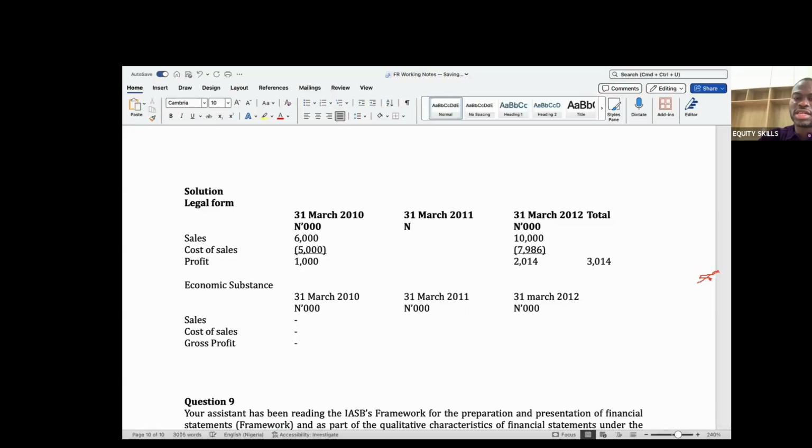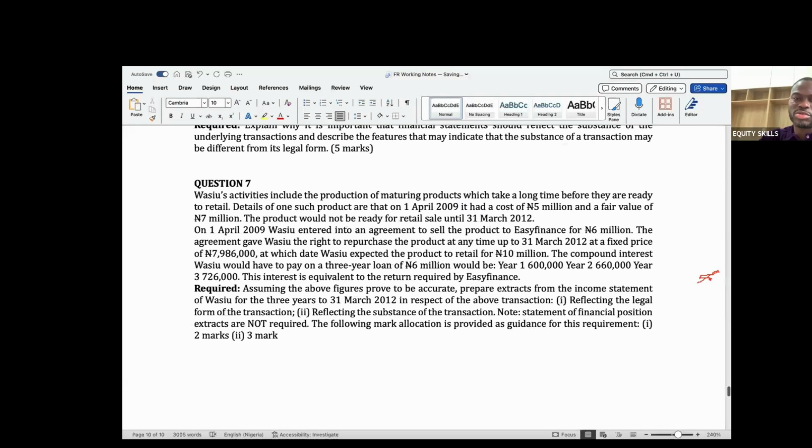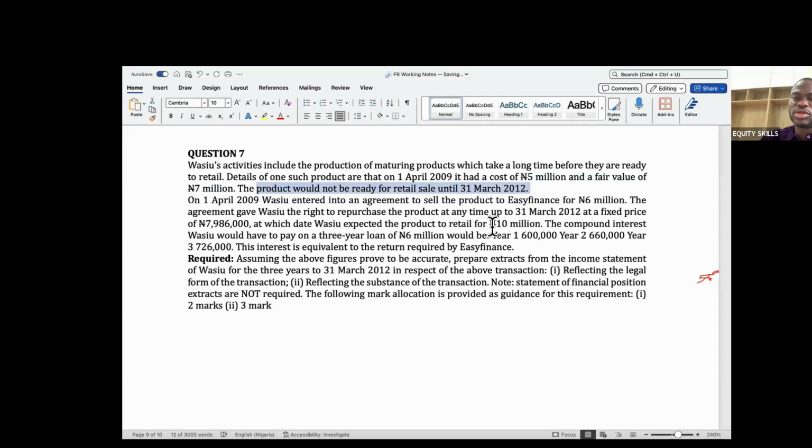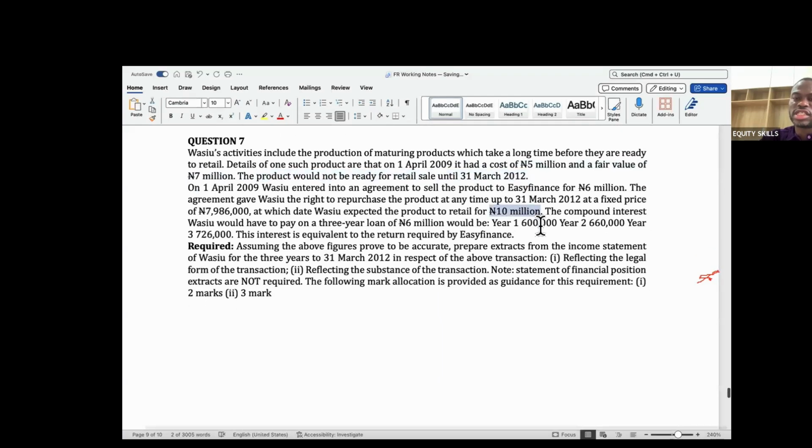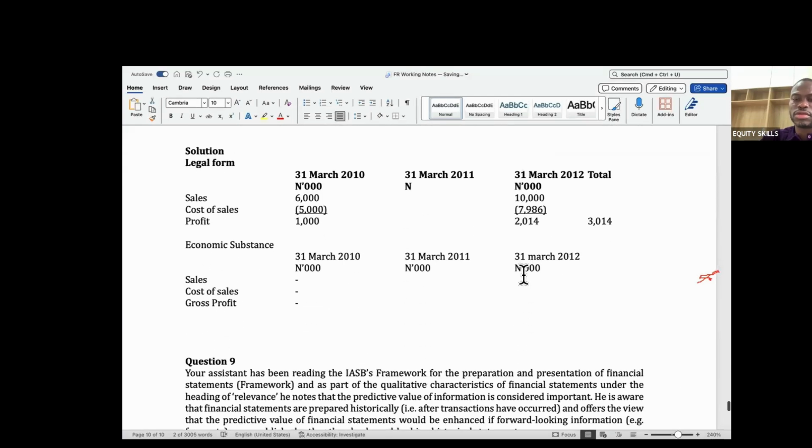Now it is in the third year you can sell based on substance, because the product will not be ready for retail until March 2012. That's when it can sell. And how much can it sell? Can sell for 10 million. So this is when we would say he has made revenue.